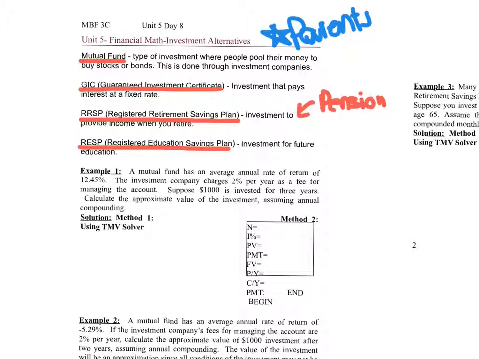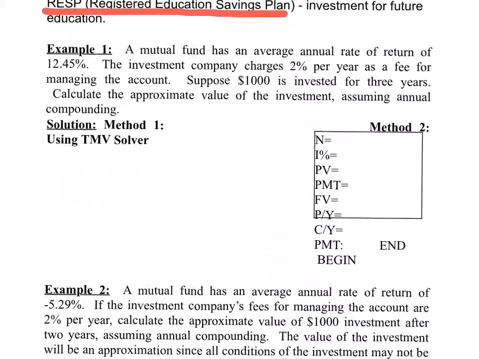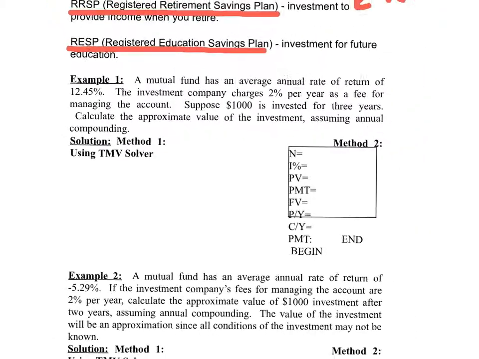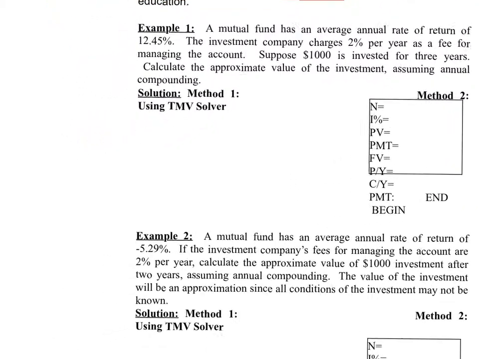So let's look at a couple of situations to solve. Again, we're just focused on the solution method. We're not going to be using the TVM solver. So example 1: a mutual fund has an average annual rate of return of 12.45%. The investment company charges 2% per year as a fee for managing the account. Suppose $1,000 is invested for 3 years. Calculate the approximate value of the investment assuming annual compounding.